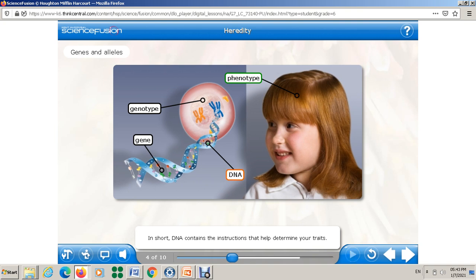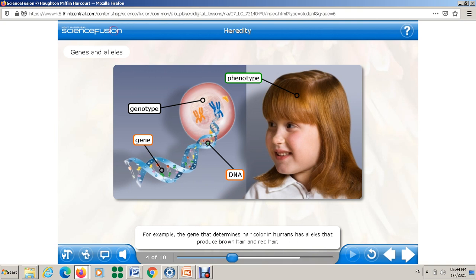Okay, what is the gene now? A gene is a segment of DNA that gives instructions for making proteins that produce a certain characteristic. For example, the pigment that gives your hair its color. Alleles are different versions of the same gene that produce different traits. For example, the gene that determines hair color in humans has alleles that produce brown hair and red hair.